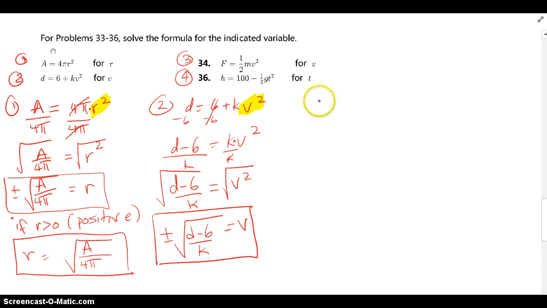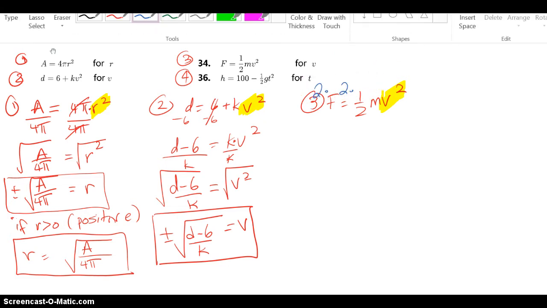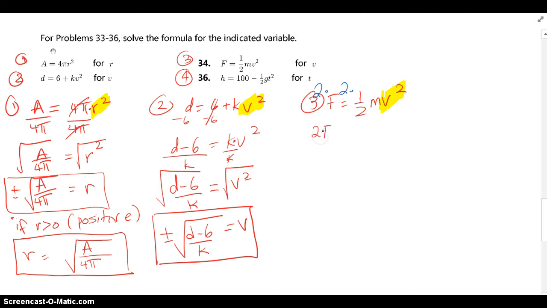Next one, number 3, says f is equal to a half mv squared, and we're supposed to solve this guy for v, so I'm going to have my eye on the v squared part. And notice this problem has a fraction of a half. I kind of don't want to deal with that 1/2, so I'm going to multiply both sides by 2 over 1, or 2, to get rid of that fraction. Remember, if it's an equation and you don't like the fractions, you can eliminate them. And that only applies to equations. You can just multiply both sides by the LCD and get rid of them. So that's going to give me 2f equals mv squared.